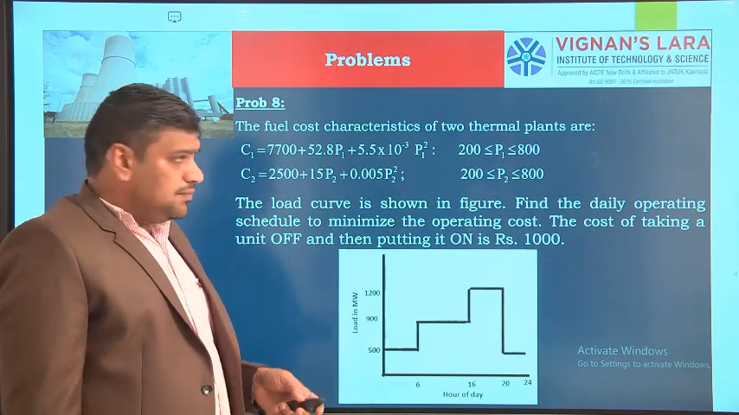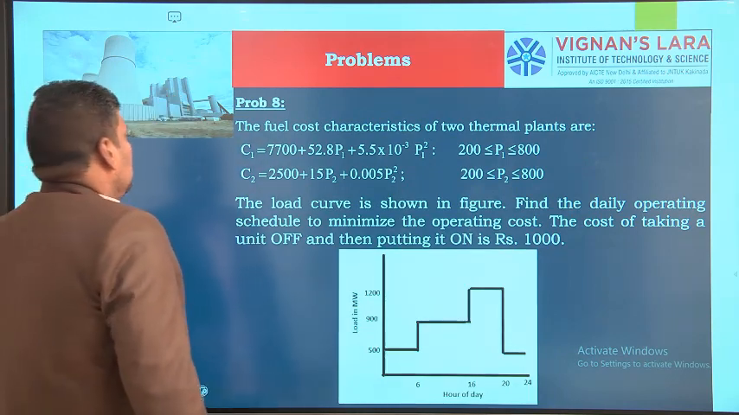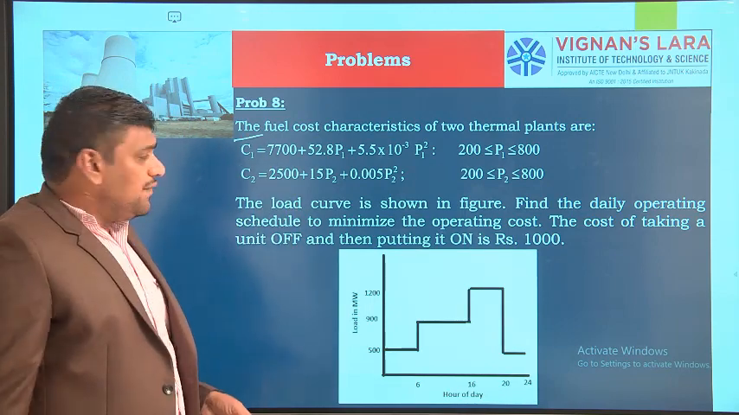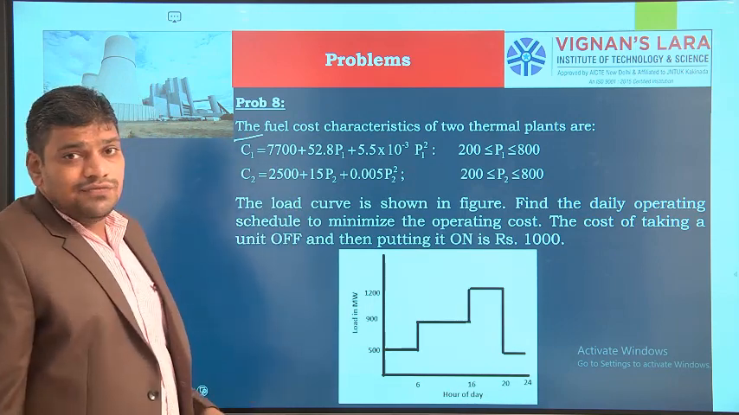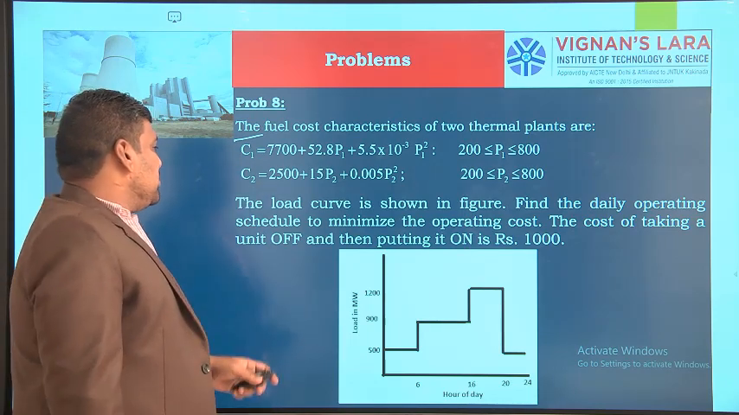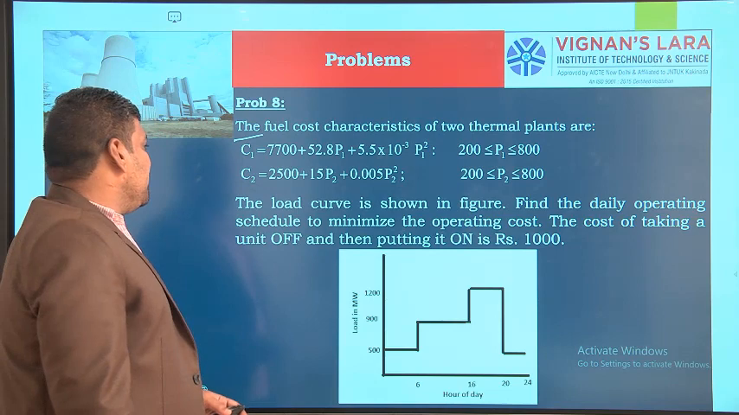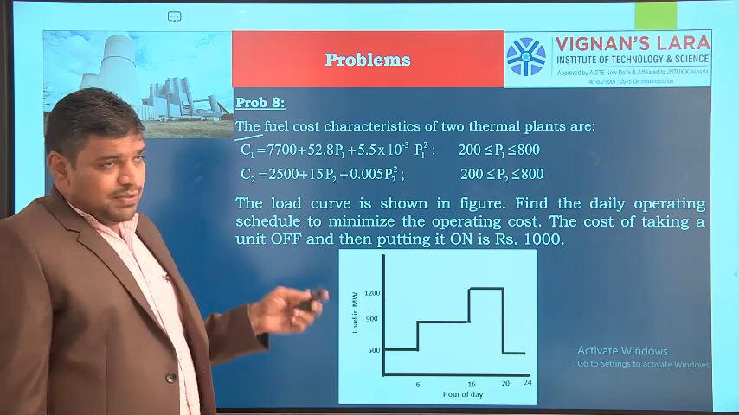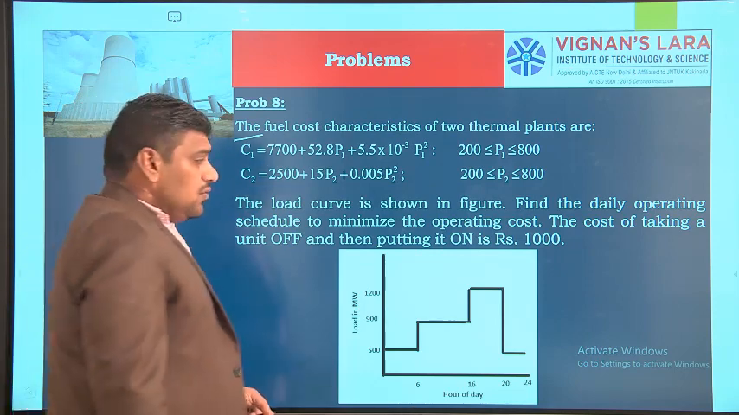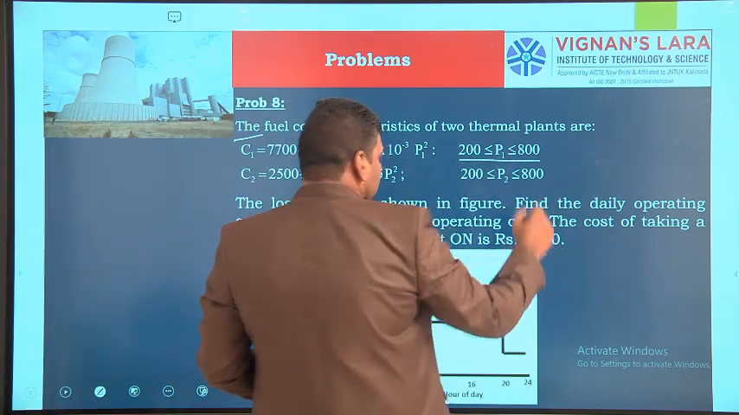This is another model. The fuel cost characteristics. In the problem, they have given the fuel cost characteristics of two thermal plants. C1 is equal to 7,752.8 P1 plus 5.5 × 10^-3 P1 square. So this is the cost characteristic of thermal plant 1, for which the limits are imposed.